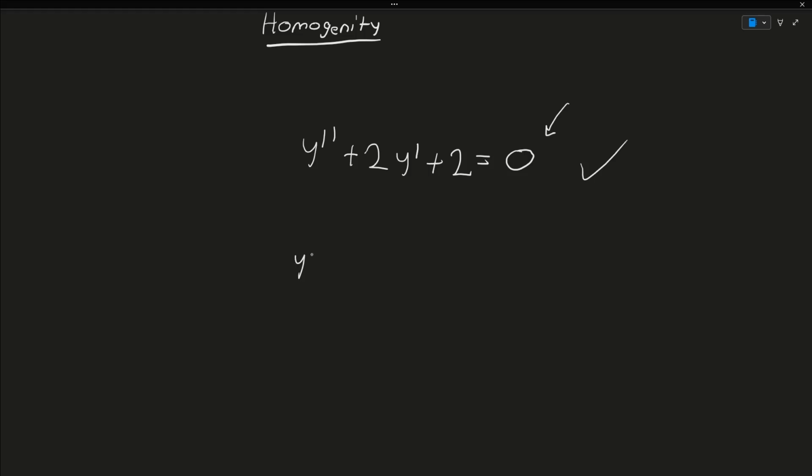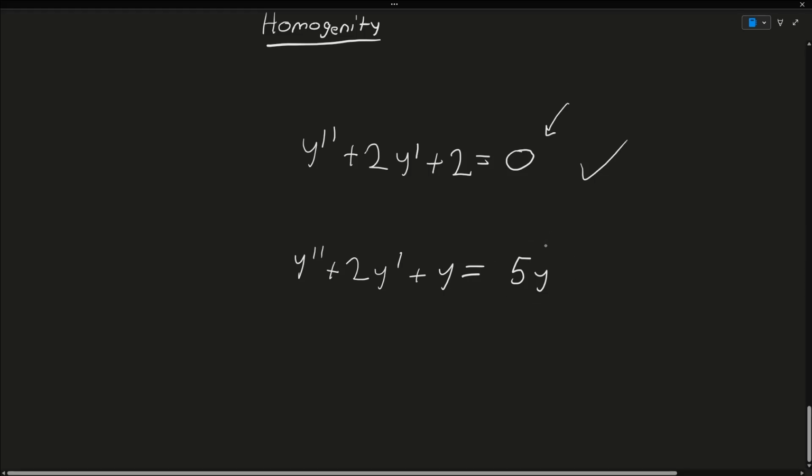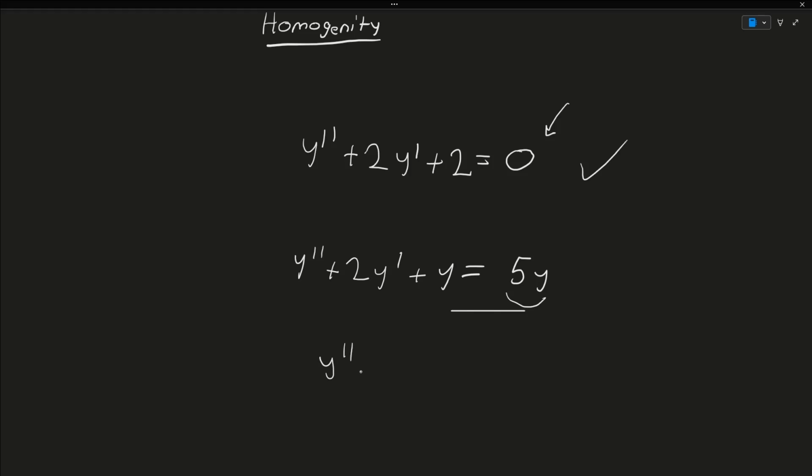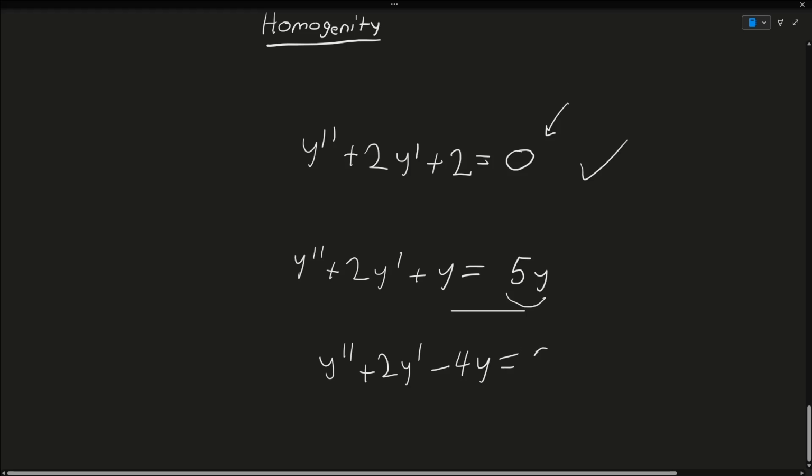For example, let's say y double prime plus 2y prime plus, let's say, y equals, let's say, 5y. Okay? Is this a homogeneous differential equation? Well, many people would assume that this right-hand side is not equal to 0, so this must be a non-homogeneous differential equation. Well, unfortunately, that's not the case here. In this case, you are able to manipulate this equation and move this term to the left and make this equation look like y double prime plus 2y prime minus 4y equals 0.